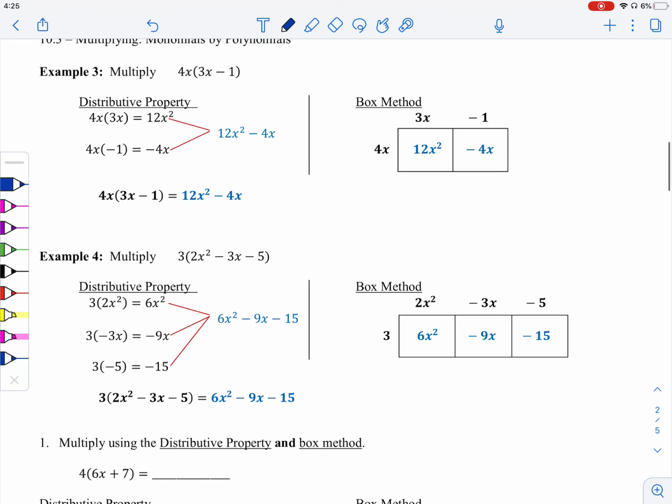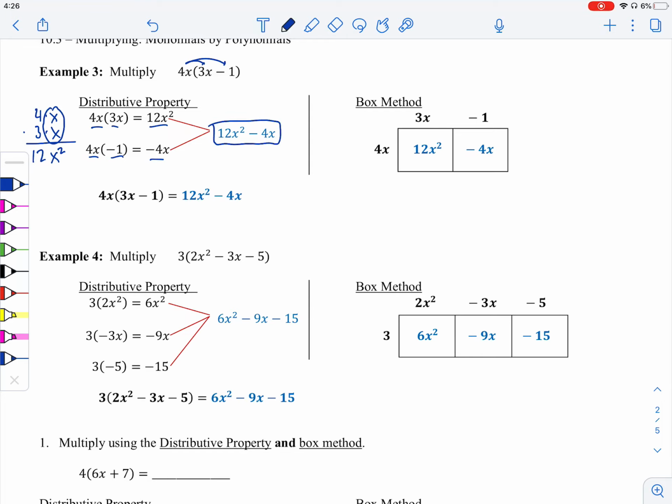Example number 3, so distributing, right? So 4x times 3x, 4x times negative 1. So 4x times 3x, then we get 12x squared. So how do we get that? Show that. So 4 times x, and we have 3 times x, right? We're multiplying that. 4 times 3 will give us that 12. And we have 2 x's multiplied together, so that's why we have x squared. So that's how we got 12x squared. The bottom one, we have 4x times negative 1. That's just going to be negative 4x. Then they're not like terms again, so that would be our solution right there.